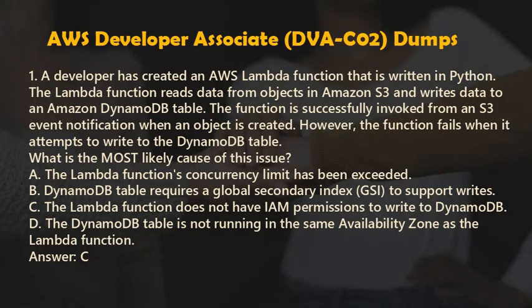A. The Lambda function's concurrency limit has been exceeded. B. DynamoDB table requires a global secondary index, GSI, to support writes. C. The Lambda function does not have IAM permissions to write to DynamoDB. D. The DynamoDB table is not running in the same availability zone as the Lambda function. Answer: C.